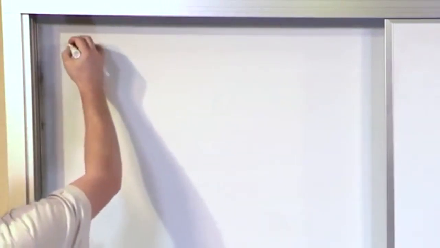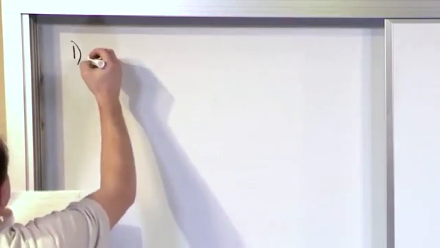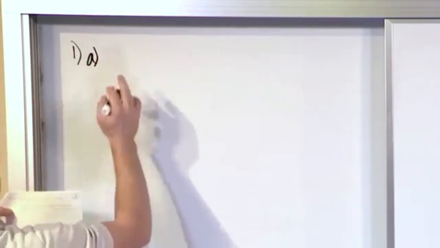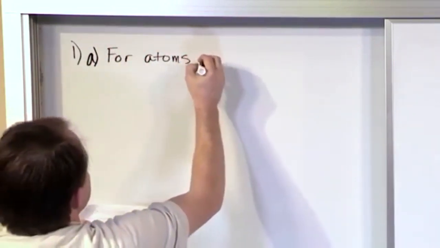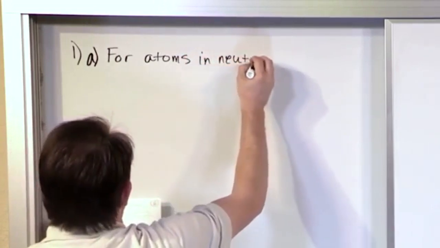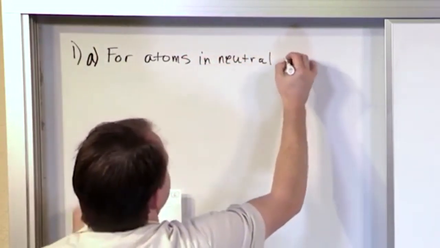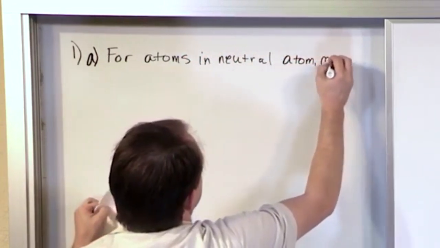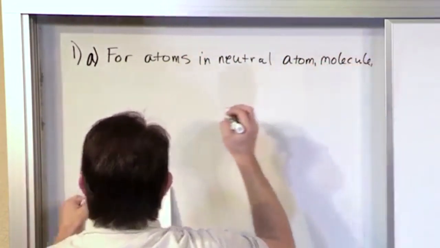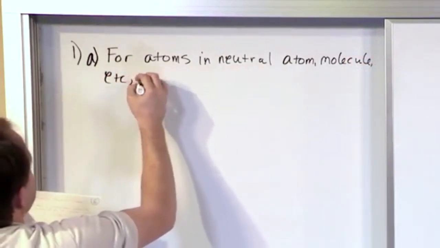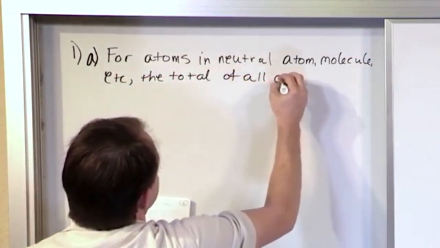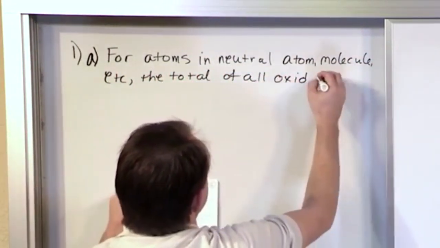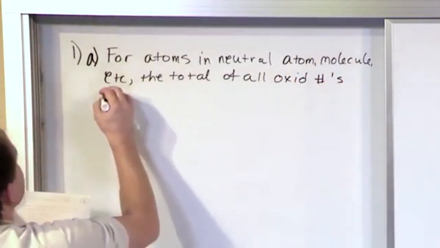Okay, so the very first rule, rule number 1, is something we've actually talked about before, and so here we go. There's a part A and a part B, so let's call it 1A. For atoms in a neutral atom, molecule, etc., the total of all oxidation numbers is 0.